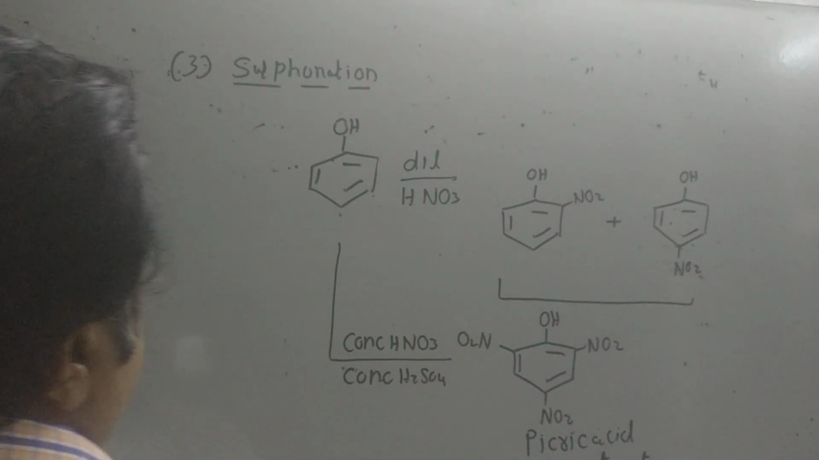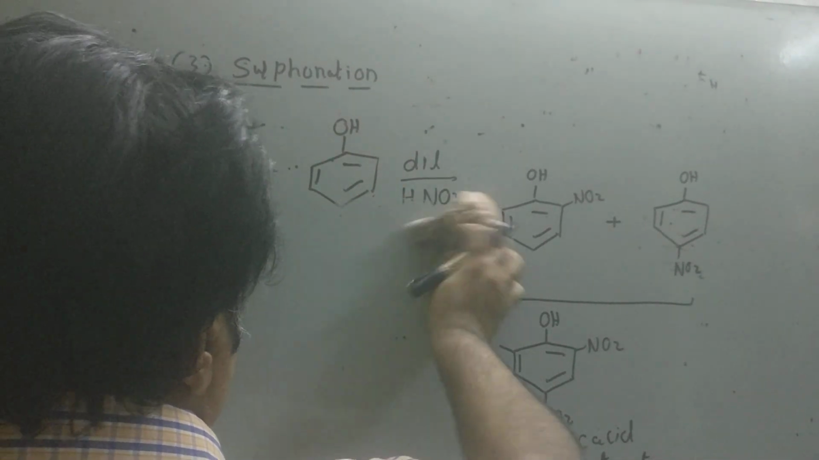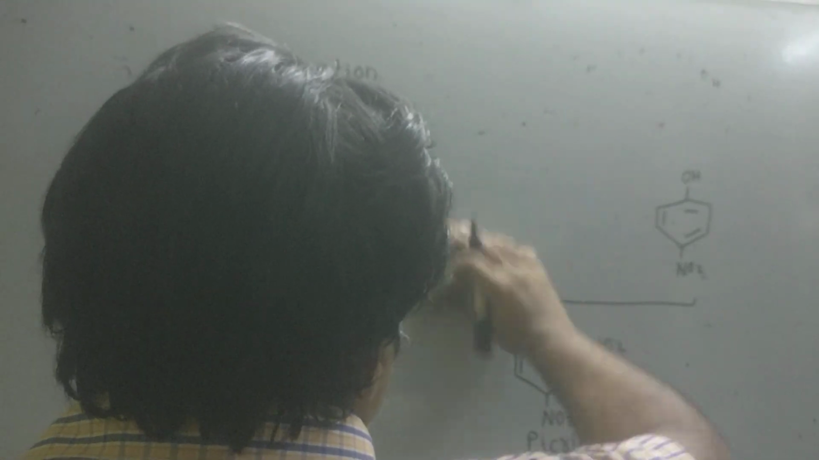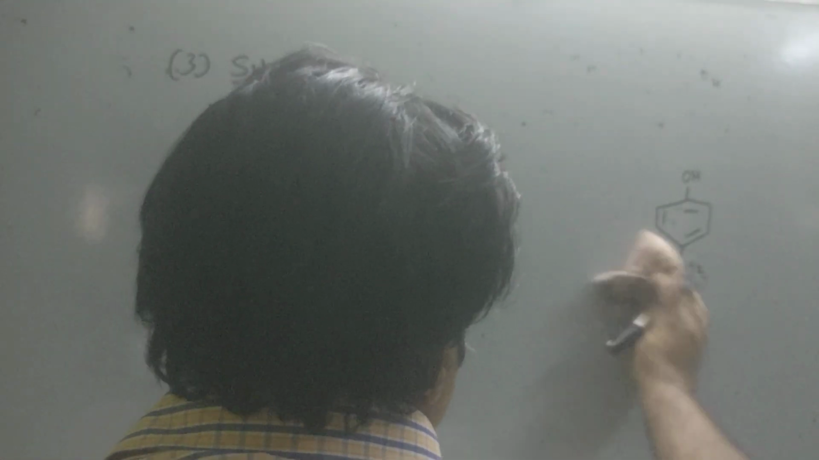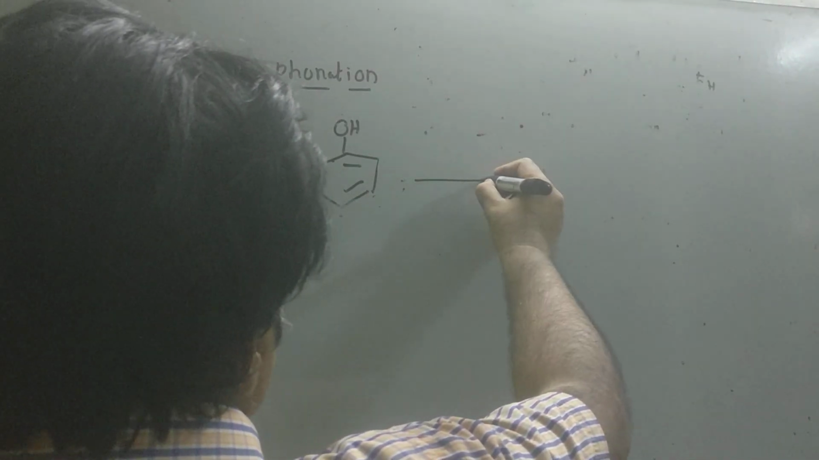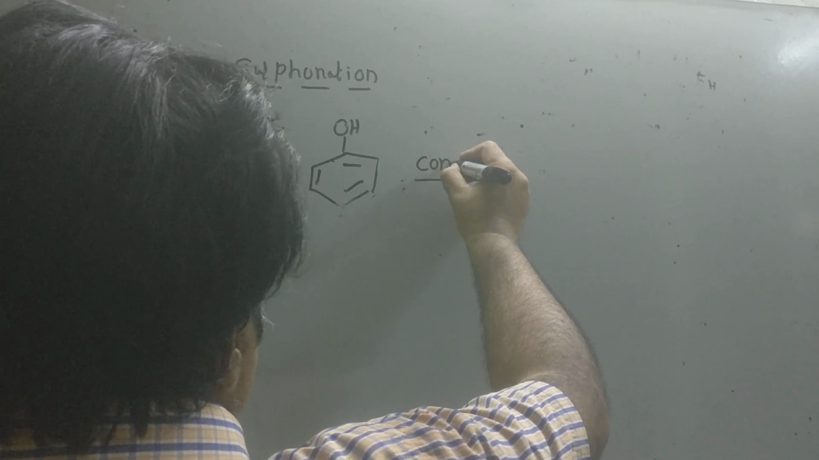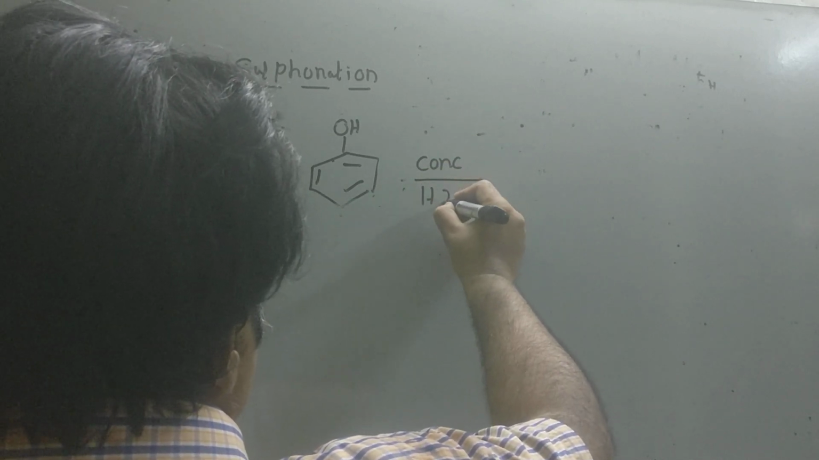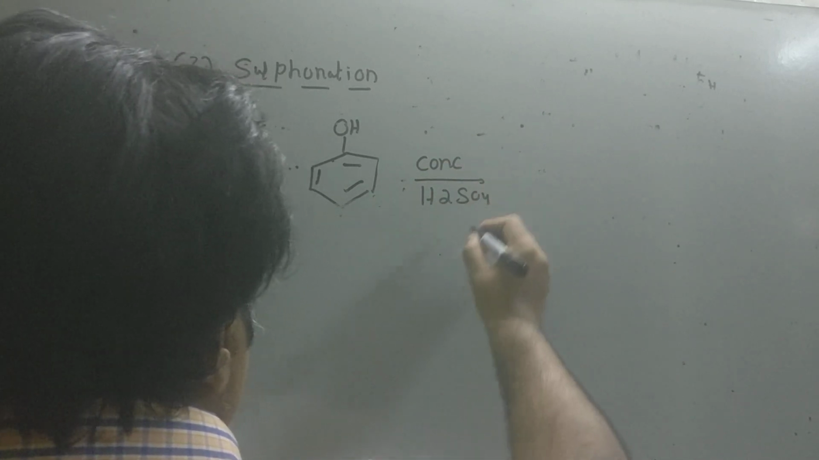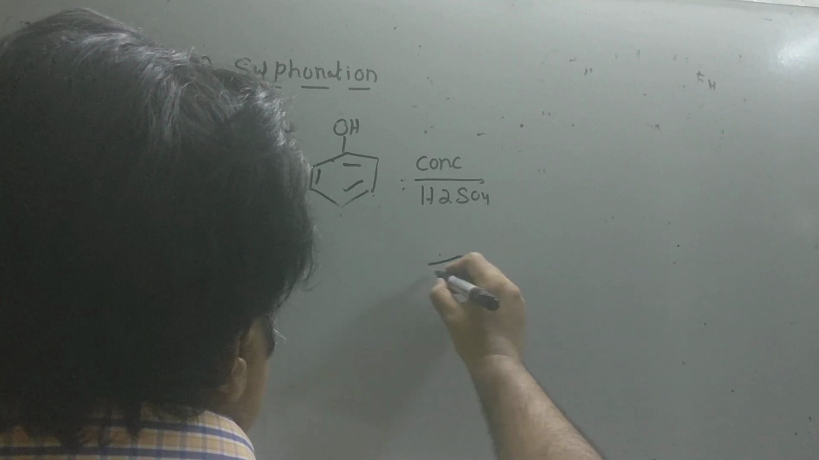It is sulfur trioxide. SO3 is an electrophile. Like in nitration, who was the electrophile? NO2 plus. In bromination, what was the electrophile? Br plus. In sulfonation, the electrophile is SO3. The group which attaches is SO3H. So we treat it with concentrated sulfuric acid. That is used for doing sulfonation.